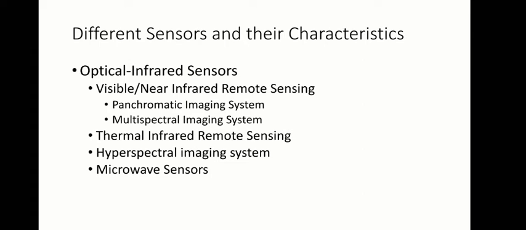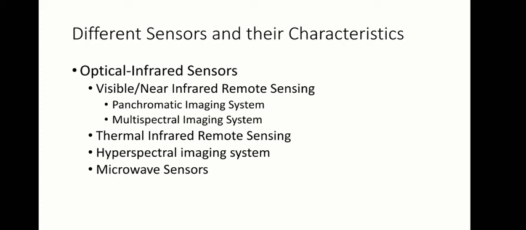First of all, one of the important sensors, mainly the passive sensors, is what I am going to talk about in this particular audio. We are going to talk about optical infrared sensors. In optical infrared sensors we will see visible and near infrared remote sensors, which cover panchromatic and multispectral imaging systems. Then thermal infrared and hyperspectral mapping systems, and then microwave sensors.